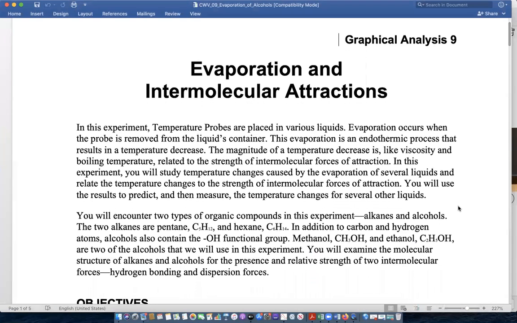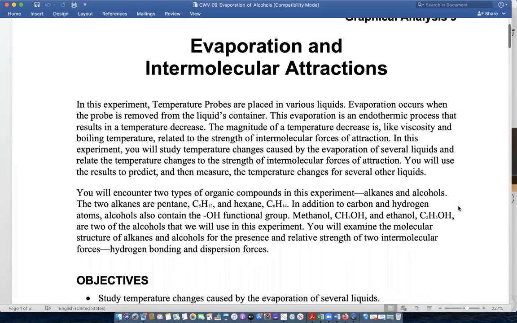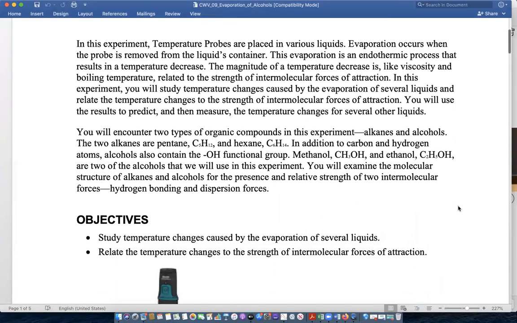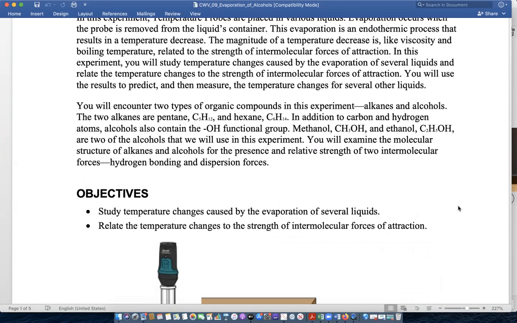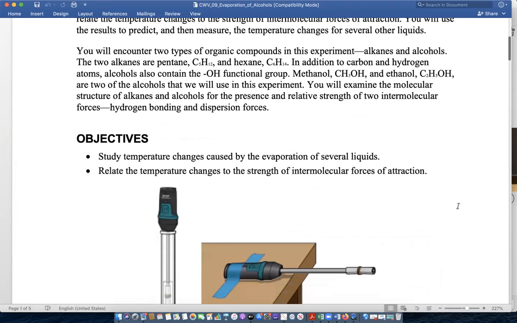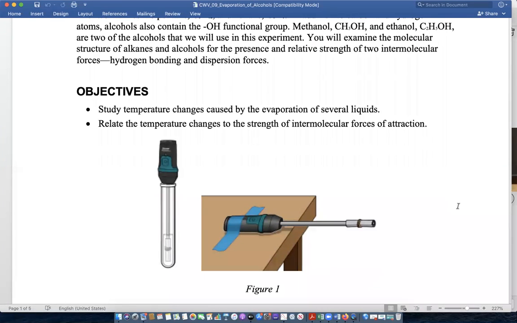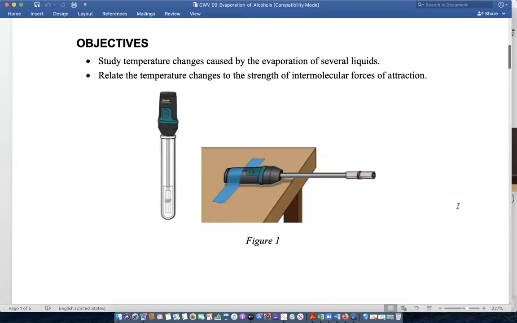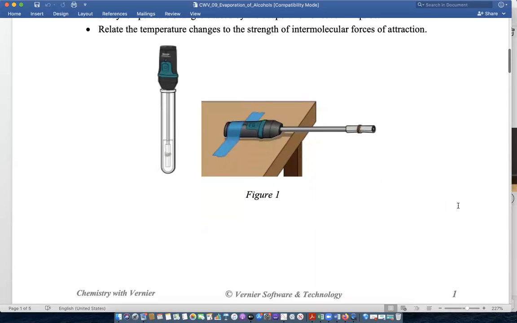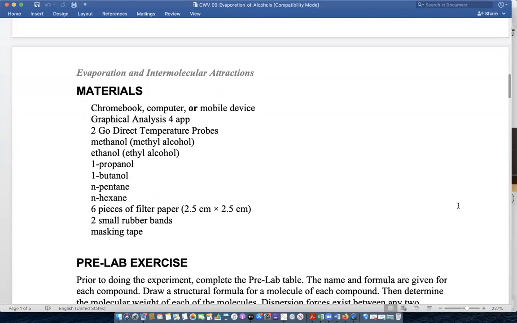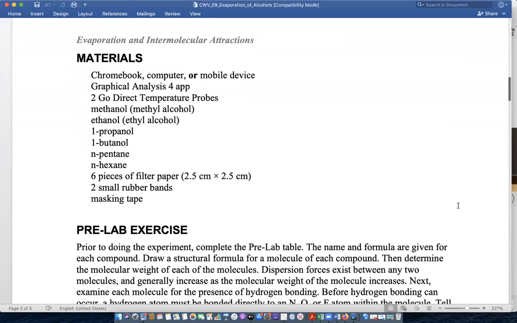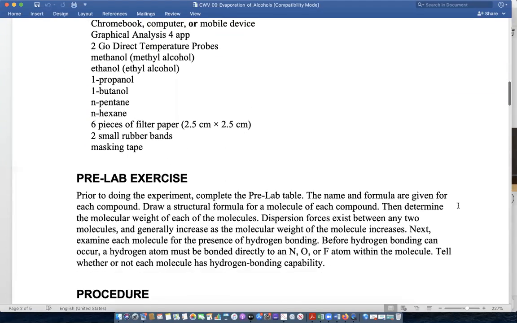This is the Chemistry with Vernier, experiment number 9, and it gives the background of what they're trying to do as they're studying, looking at alkanes and trying to compare those to alcohols and see what differences they will have in intermolecular forces. It's showing you the general setup of how you're doing the experiment and using the Go Direct temperature probe to be able to collect your data, what materials you would need to be able to go through it in this fashion as they did here.